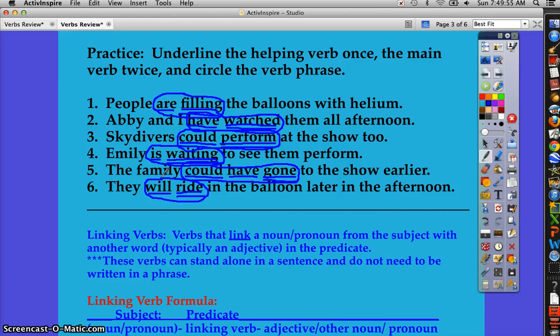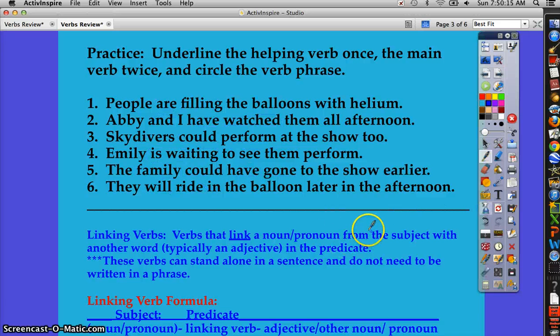Okay, and the last part of the review takes a look at linking verbs now. They're similar to helping and main verbs, but as you can see with helping verbs, you have a verb phrase with the helping verb ahead of the main verb at all times, telling more about the tense of the sentence. So taking a look at linking verbs, let's see how they're a little bit different than helping verbs. Linking verbs are verbs that link a noun or pronoun from the subject with another word, typically an adjective in the predicate. These verbs can stand alone in a sentence and do not need to be written in a phrase. That's what's unique about linking verbs, is they can be their own verb without necessarily having a helping verb with them.